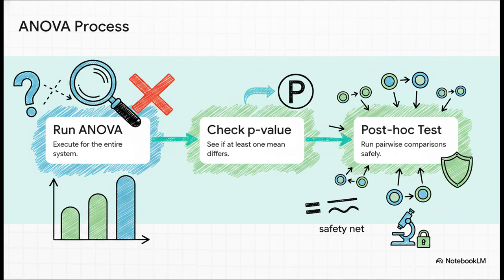These specific tests mathematically adjust that significance threshold we talked about earlier. They safely isolate the true differences between the specific groups without letting that false positive, type 1 error rate inflate. It's your mathematical safety net.